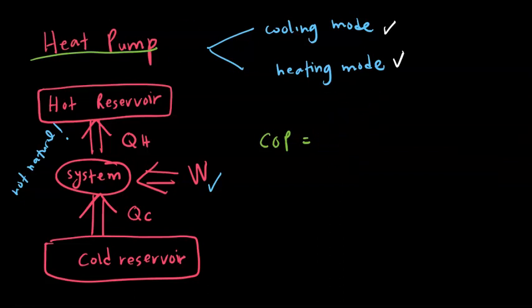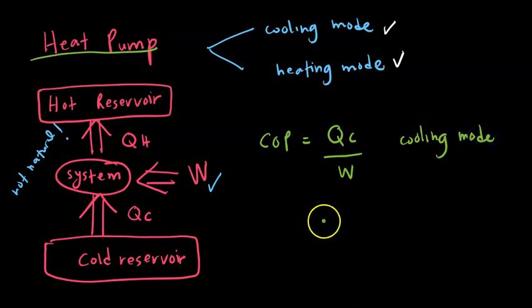So if you are using a fridge, the COP would be how much heat energy can be expelled from the fridge. So that is QC, right? What is the QC over the electricity bill that you are paying? So this is for cooling, because you are interested to know how much heat energy can you expel from the fridge so that it becomes cool. This is cooling mode. You are interested in QC.